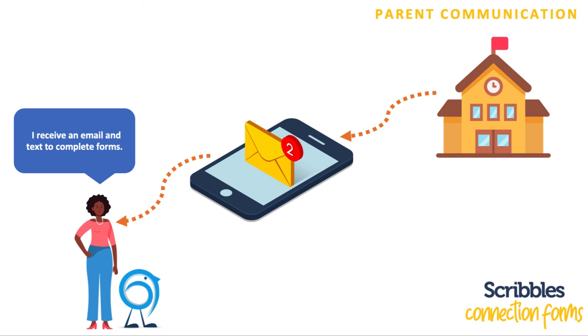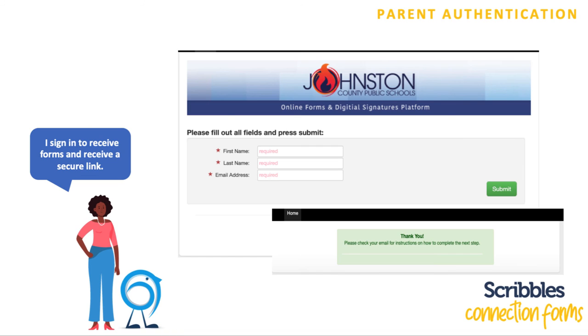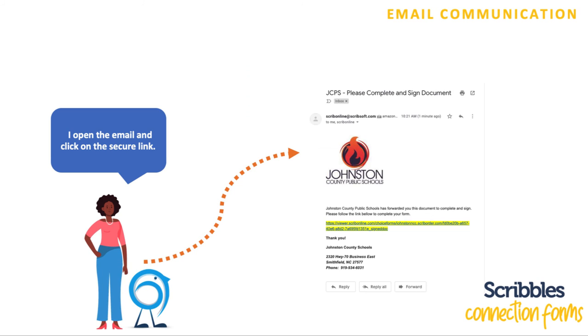Now let's see what happens with connection forms. First, the family would receive an email and a text. We all know that people respond better to text over email. The text and email would indicate that there's a document or form the school needs to complete. The email contains a link for the family member to securely sign in. Next, the family member signs in and they receive a notification that will share the next steps. We do this to ensure safety of data and privacy.